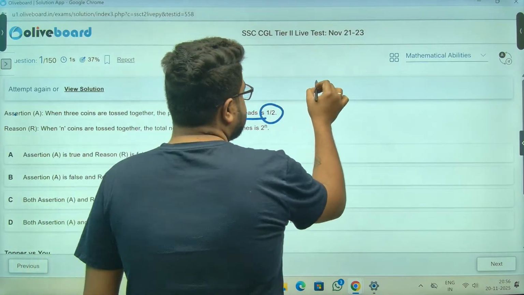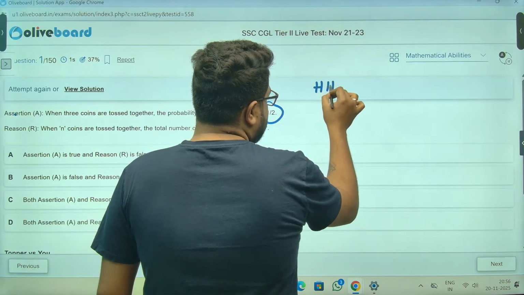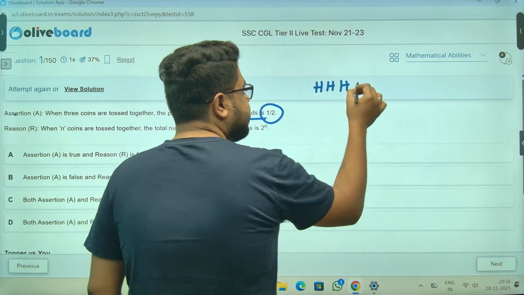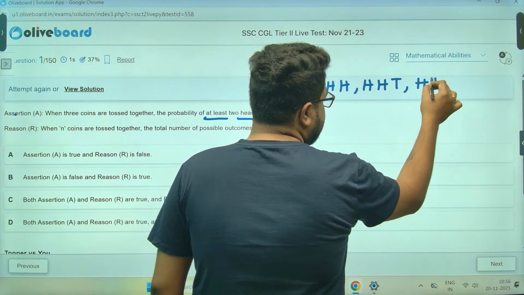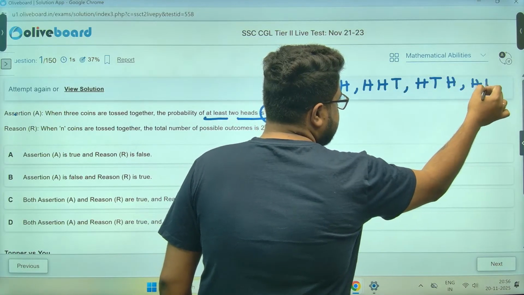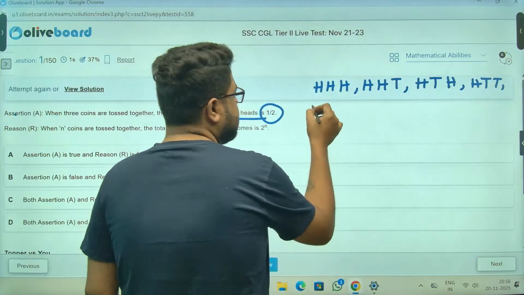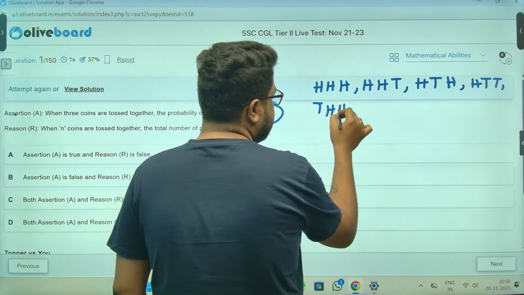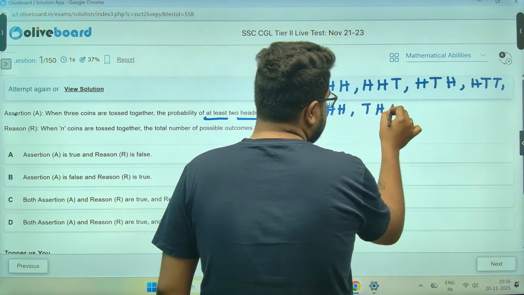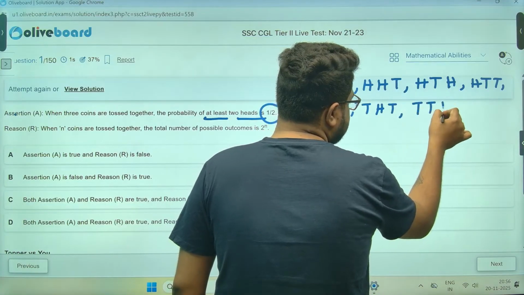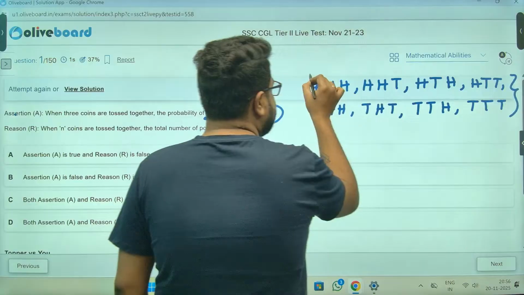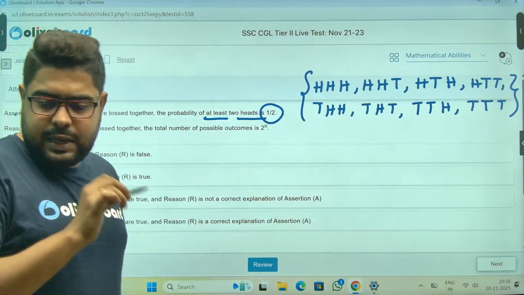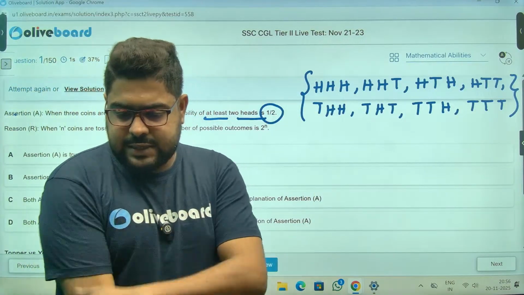So three coin toss. The sample space is HHH, HHT, HTH, HTT, THH, THT, TTH, and TTT. This is the sample space for those who don't understand and want this from the basics.